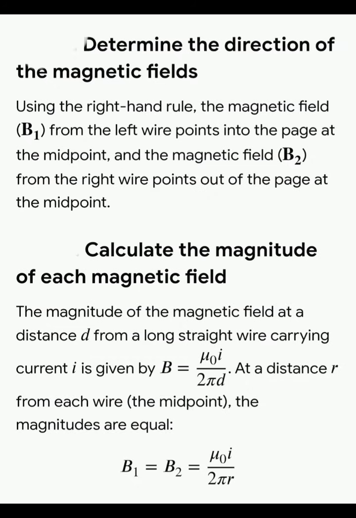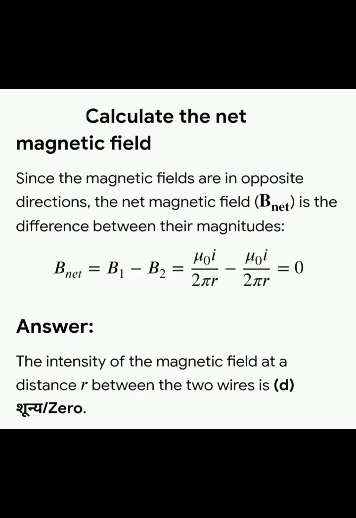Here we know that the direction of the magnetic field is in the opposite direction. So we can write B net is equal to B1 minus B2. That is mu 0 I by 2 pi r minus mu 0 I by 2 pi r is equal to 0. So the intensity of the magnetic field at a distance r between the two wires is 0. So the answer is option D.